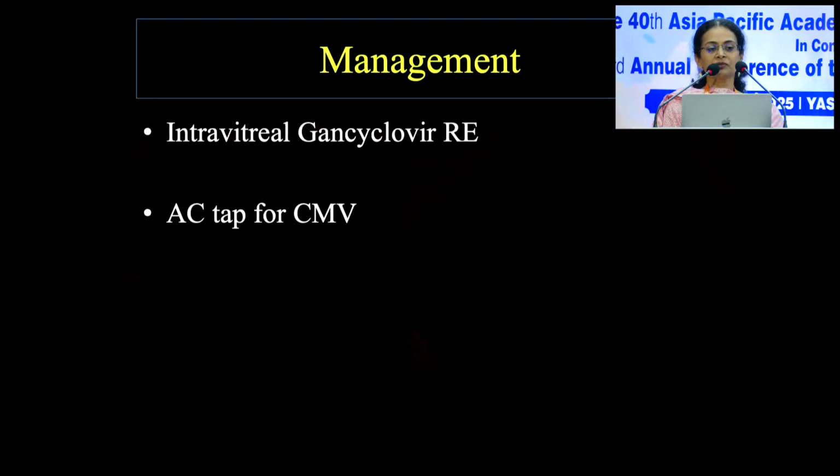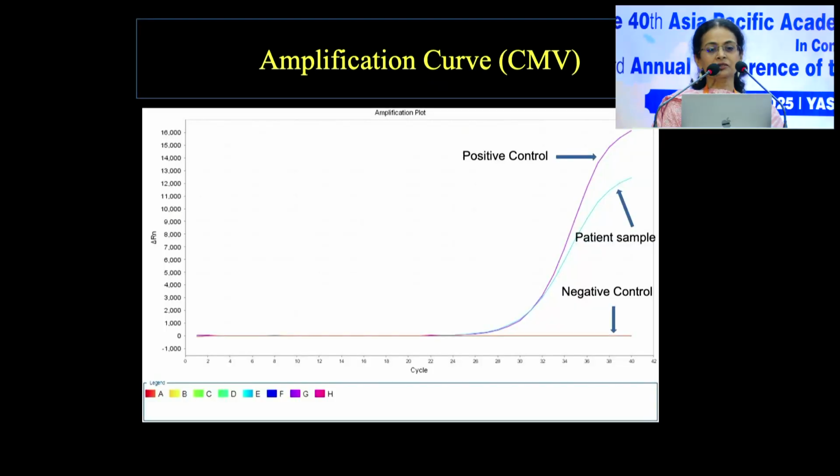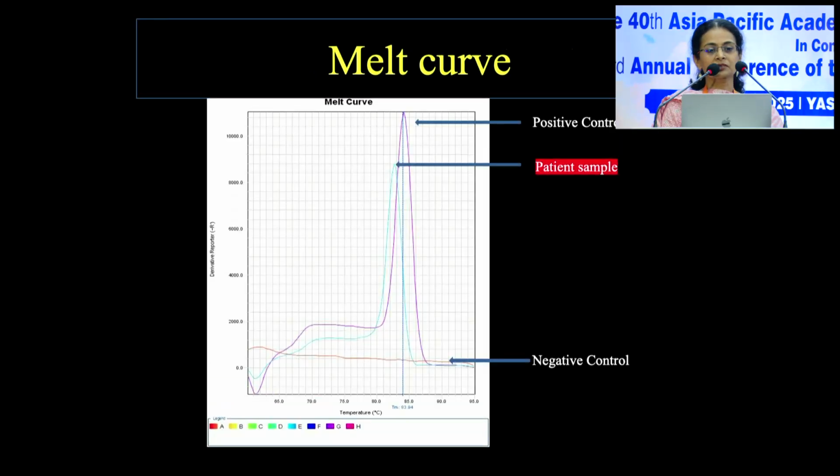So we treated him with bilateral intravitreal ganciclovir, though under a guarded prognosis, because we were not very hopeful of visual recovery. We did take an AC tap for CMV virus, and it turned out to be positive. You can see the amplification curve, very similar to the positive control, and the melting curve, again coinciding with the positive control.